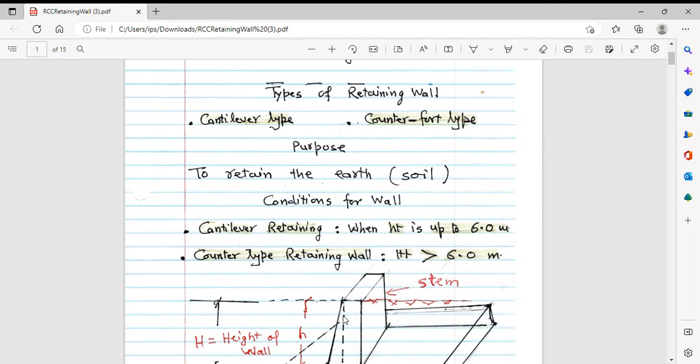Now, there are various conditions upon the type of retaining wall that depends upon the height of the retaining wall. Cantilever type of retaining wall is only applicable when the height is restricted up to 6 meters. When the total height of the retaining wall exceeds 6 meters, then it is uneconomical. Hence, at that stage, we have to use another type of retaining wall we call as a counterfort type of retaining wall. That is, the total height is greater than 6 meters.